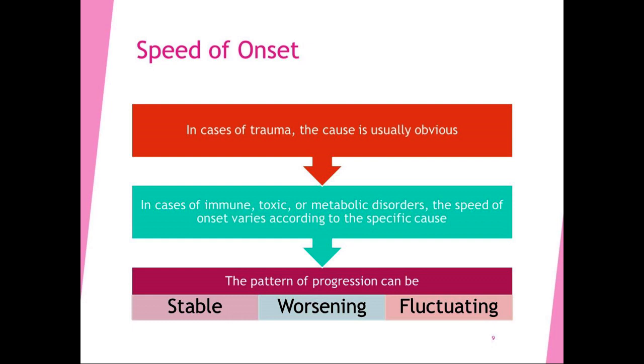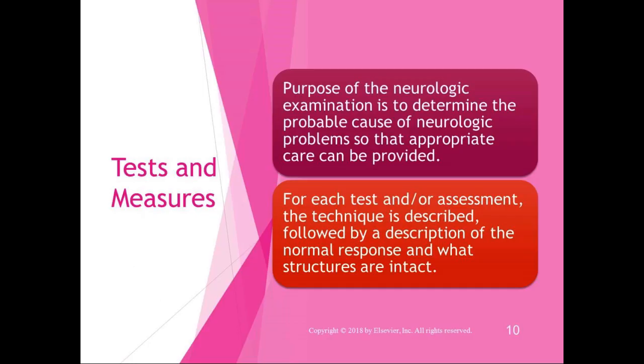In cases of trauma, the cause is usually obvious, like you were in a car accident and it caused a brain injury. And a concussion is considered a mild traumatic brain injury. In cases of immune, toxic, or metabolic disorders, the speed of onset varies according to the specific cause. The pattern of progression can be stable, worsening, or fluctuating. So usually when we're defining neurological disorders, it is in one of these patterns of progression.